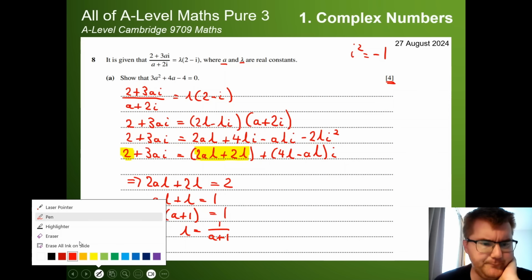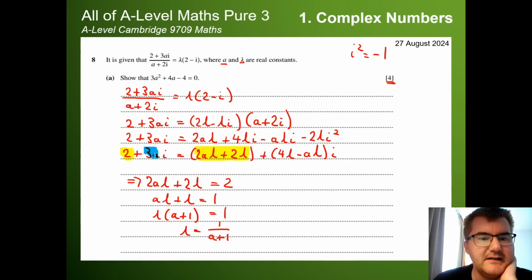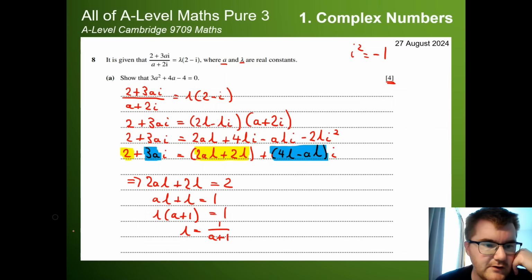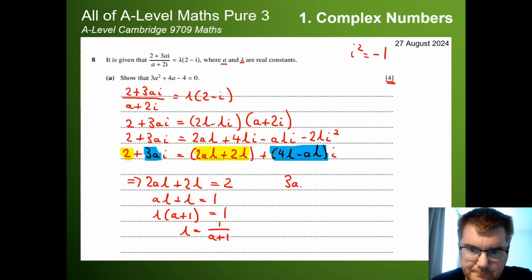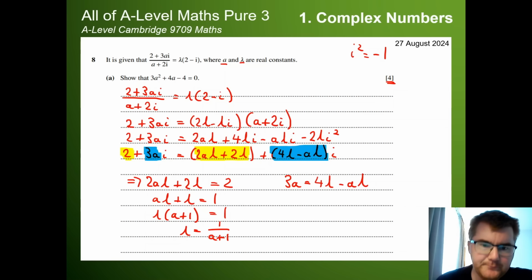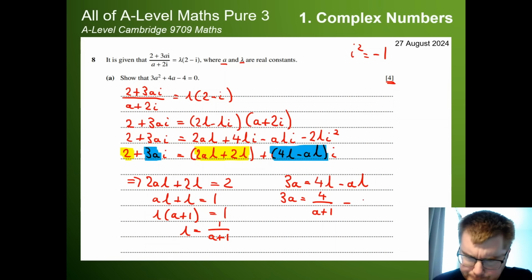Now we've got the other component. Let's get a slightly different highlighter. Let's go with light blue. So this means that this part, the 3a, the bit in front of the i, is equal to this part here. So let's write that out with the red pen. That means that 3a is equal to 4 lambda minus a lambda. Now we know what lambda is equal to, 1 over (a plus 1), so we can pop that in. So 3a equals 4 over (a plus 1) minus a over (a plus 1).